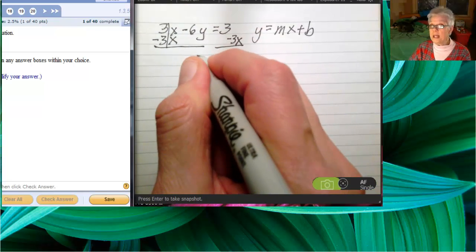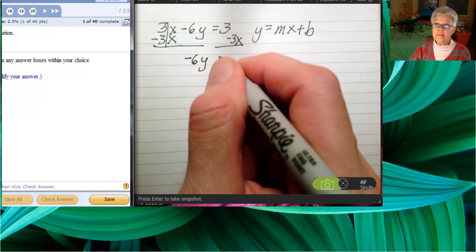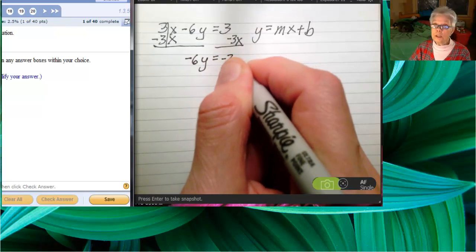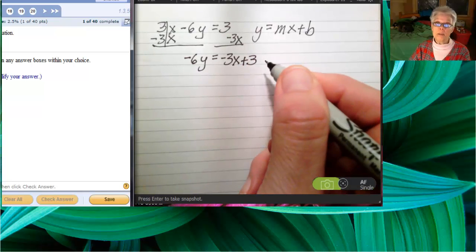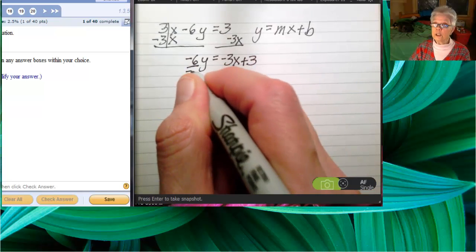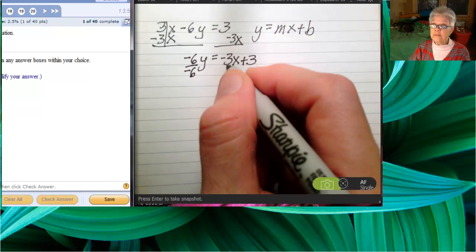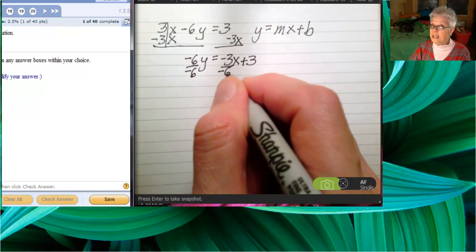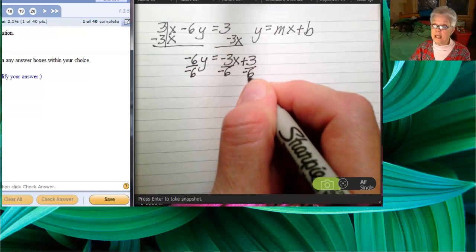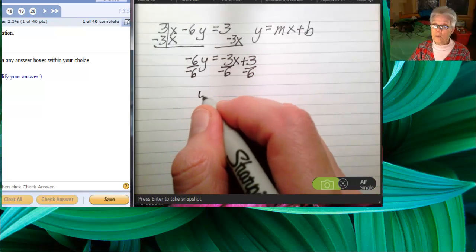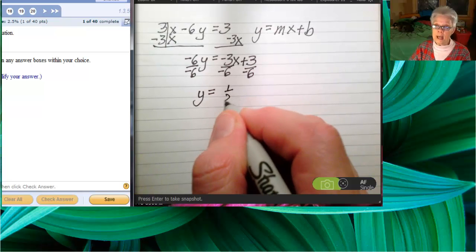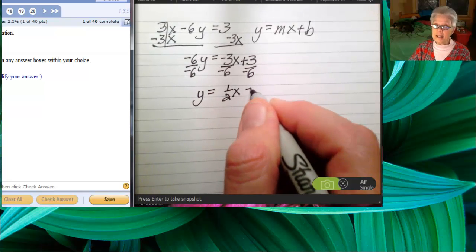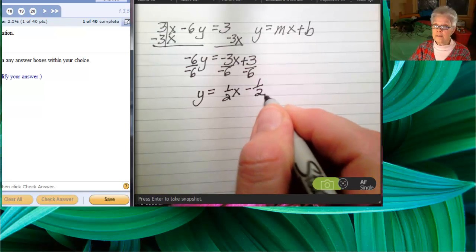So subtract 3x from both sides. I'll have negative 6y equals negative 3x plus 3, because that's the way we write lines with the x term first. Divide by negative 6, divide by negative 6, and divide by negative 6. And what this gives us is y equals positive 1/2 x minus 1/2.